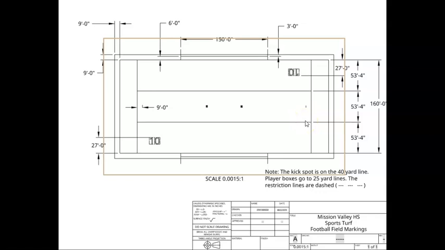Hashes are important because they help dictate where the ball is placed. As the player gets tackled, the referee will spot the ball where the player is tackled. However, if the player is on the outside of the hashes, the referee will throw the ball back to the hash, keeping the center of that offense at least in the middle third of the field.